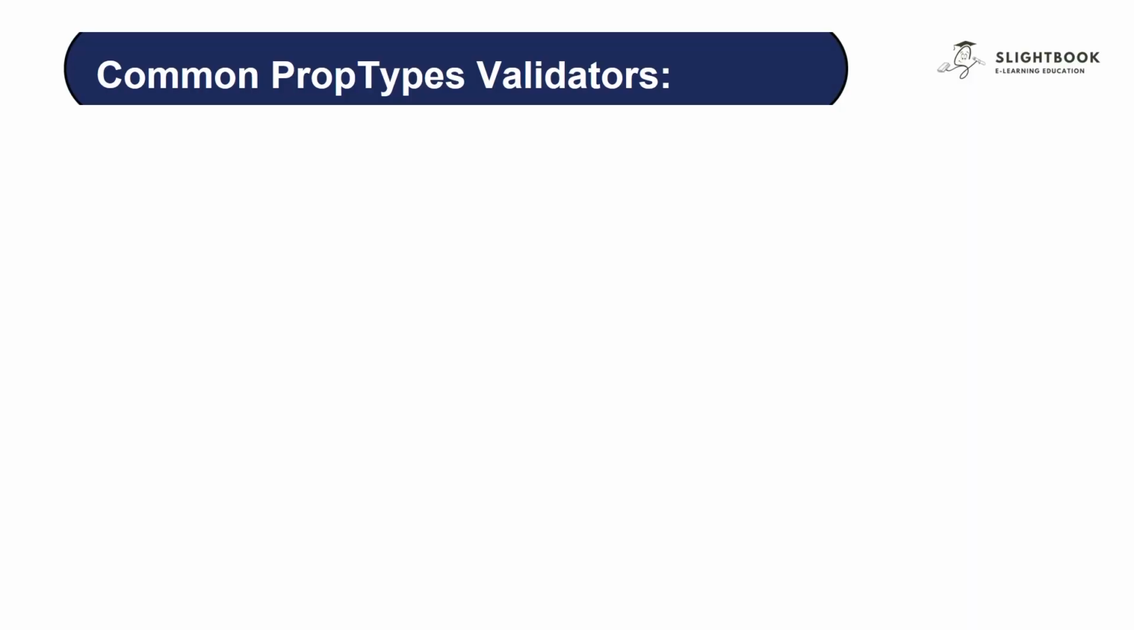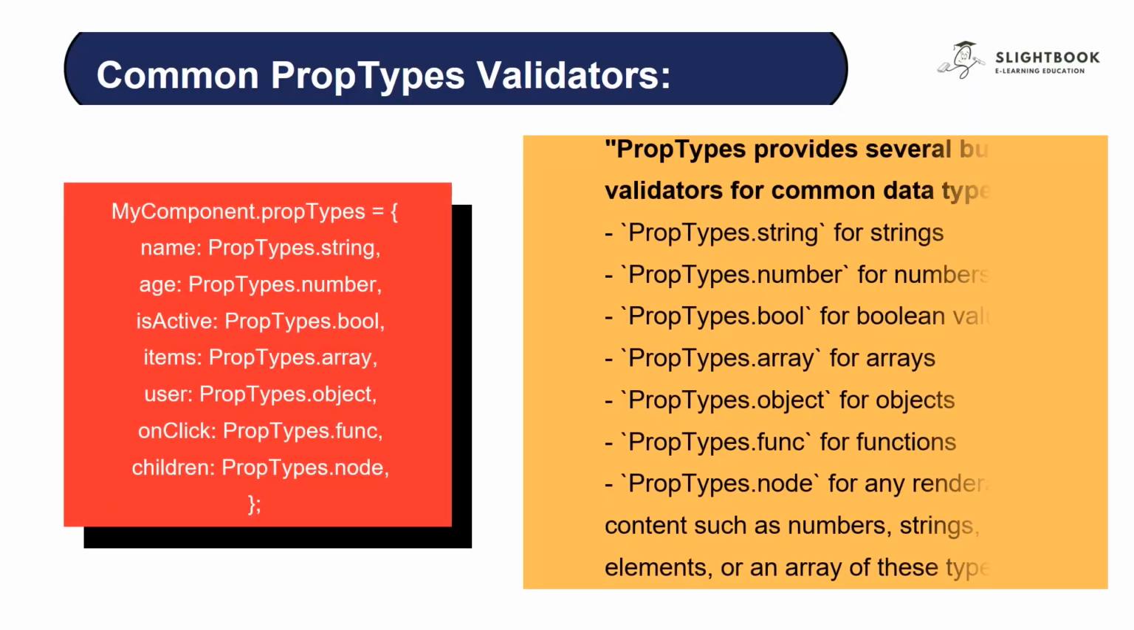Common PropTypes validators. PropTypes provides several built-in validators for common data types. PropTypes.string for strings, PropTypes.number for numbers, PropTypes.bool for Boolean values, PropTypes.array for arrays, PropTypes.object for objects, PropTypes.func for functions, PropTypes.node for any renderable content such as numbers, strings, elements, or an array of these types.